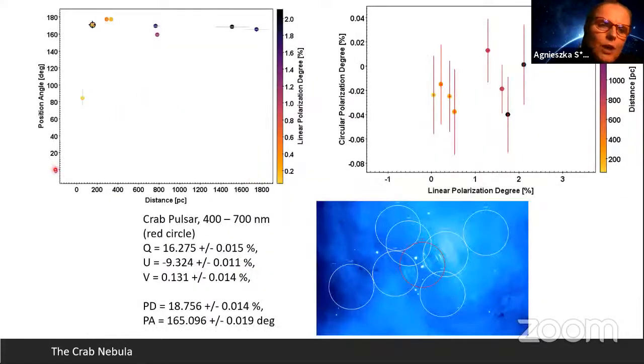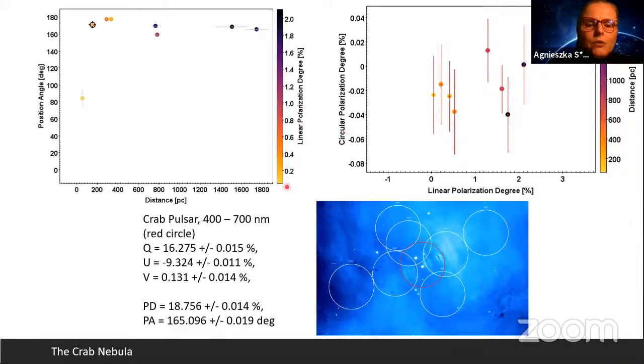So on the left, you have the position angle as a function of distance of these 8 stars that were selected from Gaia. And as you can see, the closest one, which is around 50 parsecs, has a position angle that differs a bit from the rest, but it's nothing surprising, because the contribution from the ISM is probably very small. So the farther you go, the position angle gets constant.